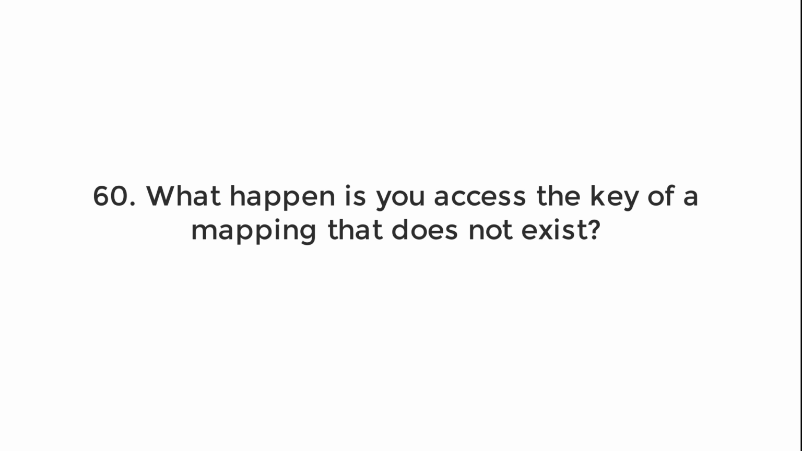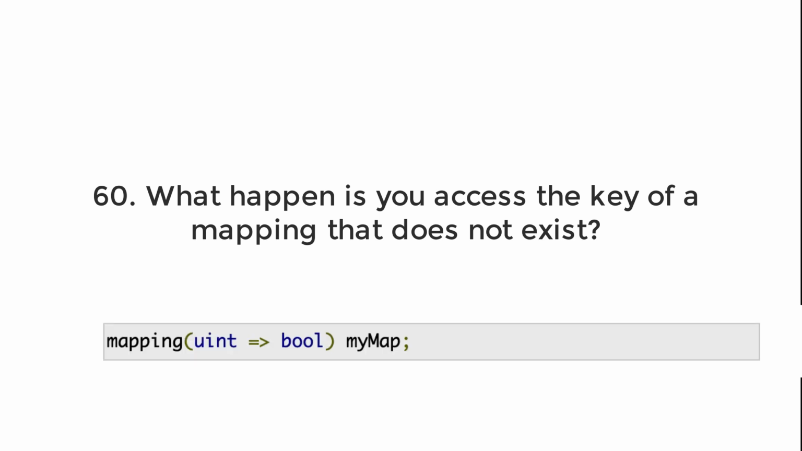What happens if you access the key of a mapping that does not exist? Solidity will return you the default value of the type. For example, let's say that we have a mapping of integer to boolean. If we try to access myMap of 10 but this entry does not exist, it will return false because the default value of a boolean is false. This behavior is different from arrays. If you try to access an element of an array that does not exist, there will be an error. With mapping, there is no error.